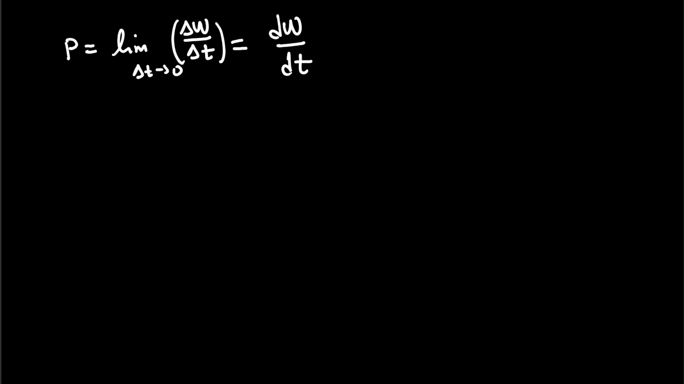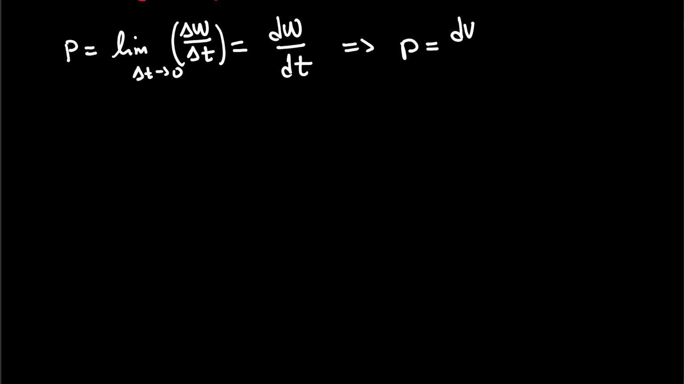Now, sometimes the rate at which work is done is not constant. When the rate at which work is done is not constant, we talk about instantaneous power. The instantaneous power is simply defined as the limit as delta t tends to 0 of delta W over delta t. This is going to be equal to dW divided by dt. In other words, the instantaneous power P is equal to dW divided by dt. This definition gives us the instantaneous power of an object.